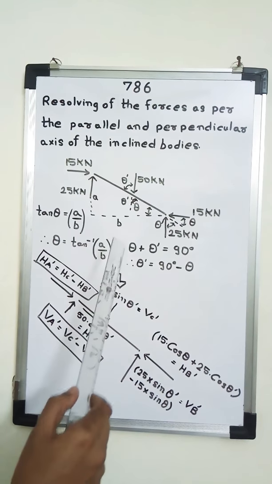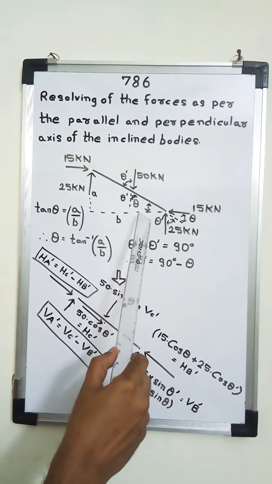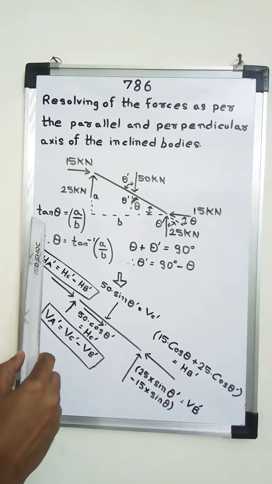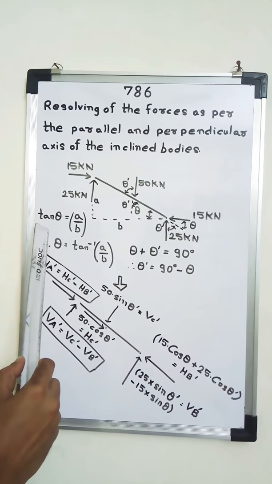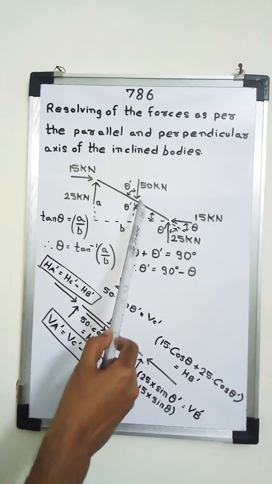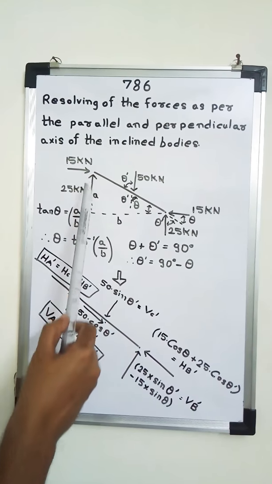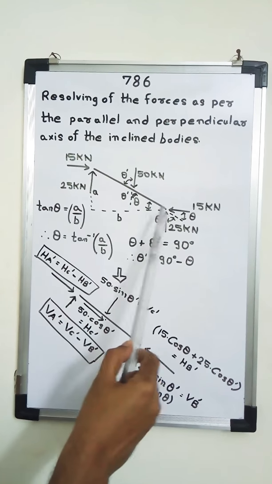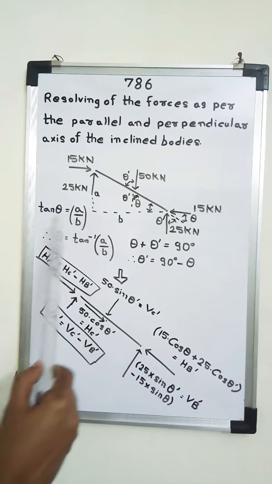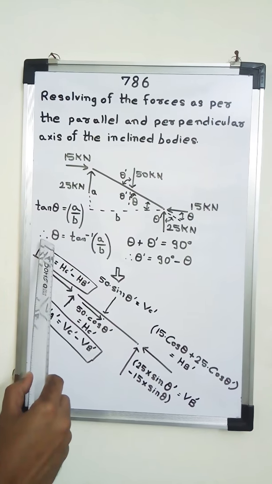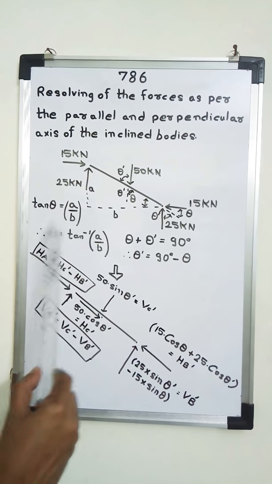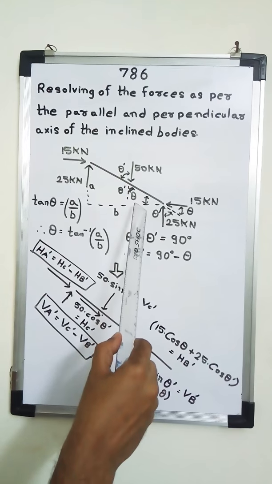Now first of all, I try to calculate this theta by this formula, that tan theta is equal to A by B. Of course, if I'm saying this angle is theta, then this opposite side will be my A and the adjacent side will be B. From this formula, I'll be able to calculate the angle theta. So you can see here, this value has been input as theta.